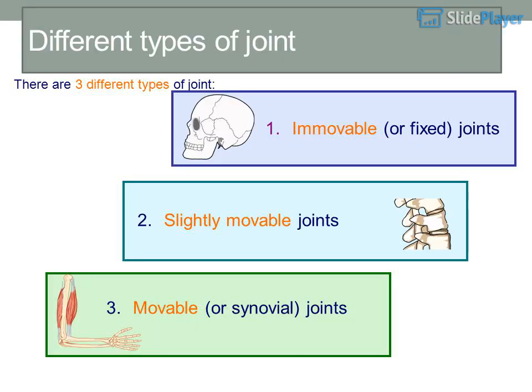Different types of joint. There are three different types of joint. 1. Immovable, or fixed, joints.